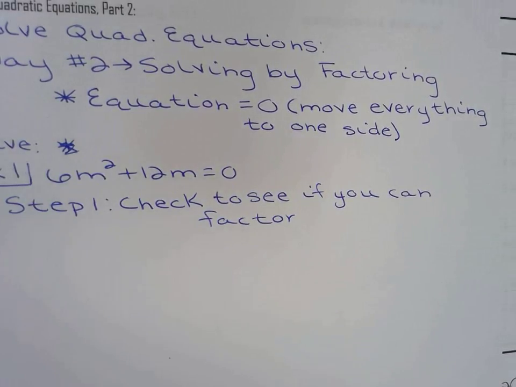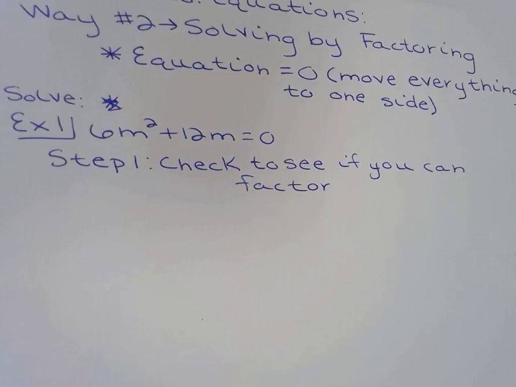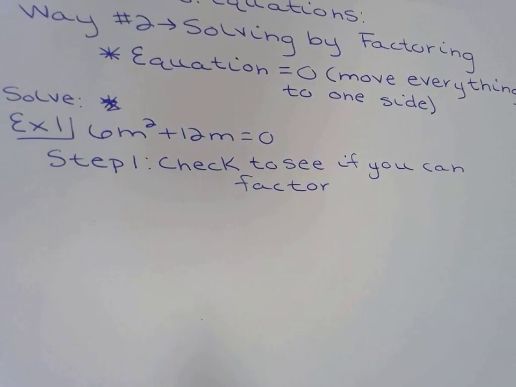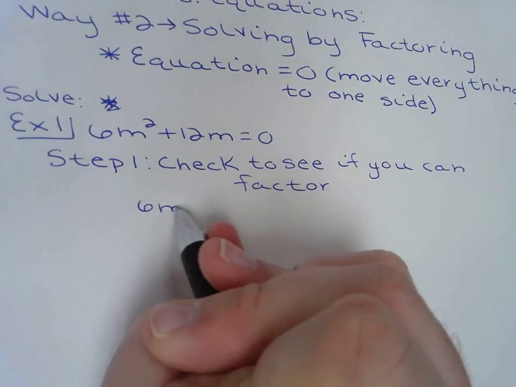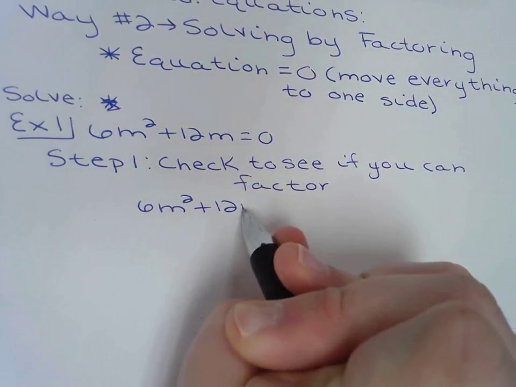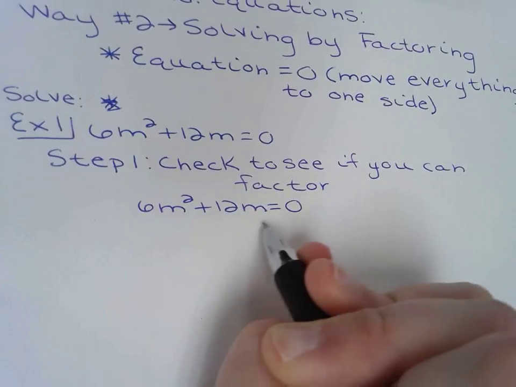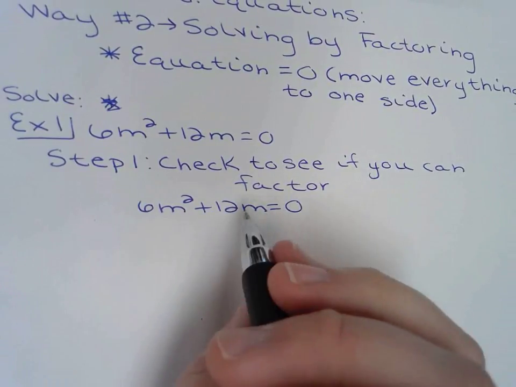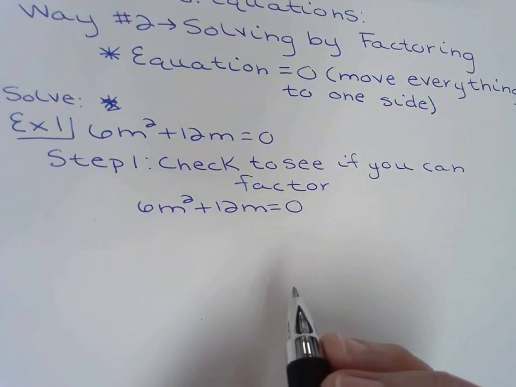You will not always be able to factor a quadratic. That is just one of the ways you may be able to solve it. If you cannot factor it, we are going to have a third option. But factoring is how we check after square root. If you cannot do square root, say, can I factor it? Get it equal to 0, and then check to see if I can factor this. So if I have 6m squared plus 12m equals 0, if I look on the left side, which is where everything is, can I factor that left side?